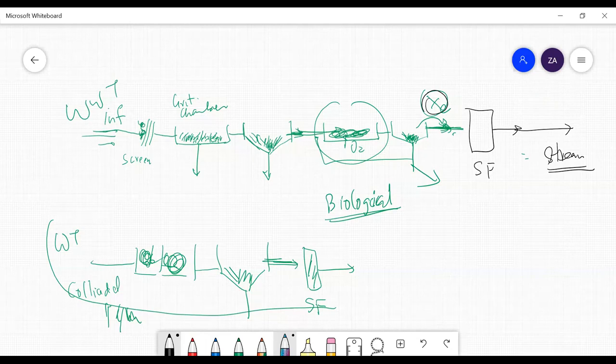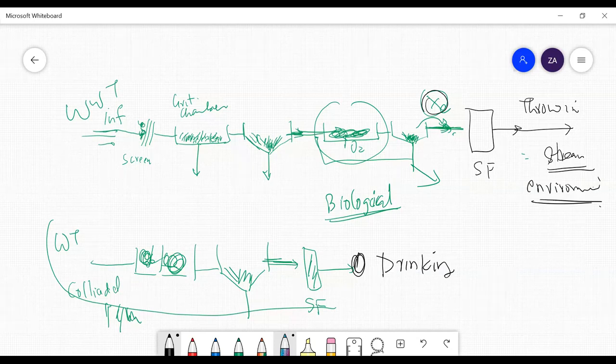So you don't go for drinking of this water. Here, the purpose is drinking. Here, the purpose is to throw it into the environment. Okay, the purpose is different. So we don't have to waste money adding chemicals. We add chemicals here, but here we did not. We may add a chemical here, which is a disinfectant, chlorine. Other than that, no chemical.